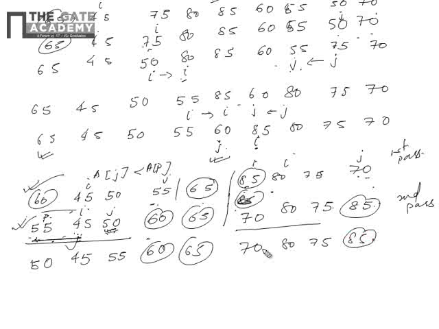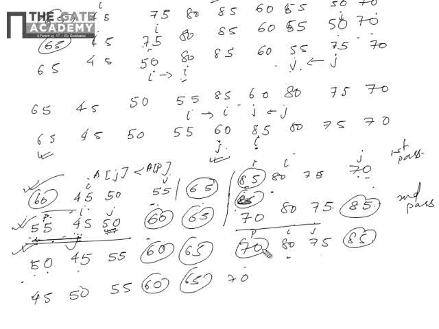So this will be the same. Here no passes happen. Why? Because j is already greater than the pivot element, so we didn't make any passes. Now the passes will come. First, 45 is less than this element, so 45 will come here. This was the third pass, giving 50, 55, 60, 65, 70.